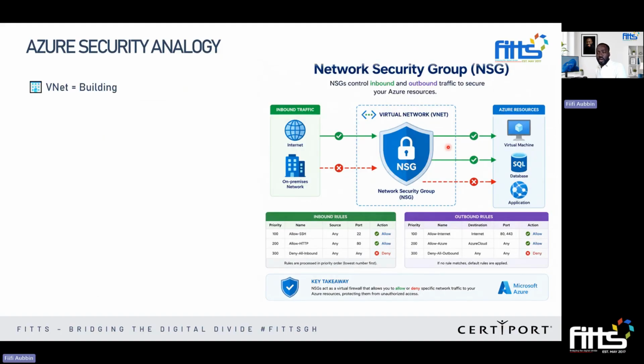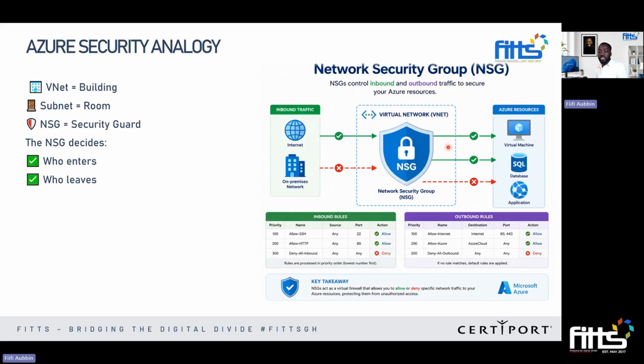Then there's the analogy of our VNet being a building. We've got an entire building, which is our VNet, and the subnets demonstrate the various rooms inside the building. Then you have a security guard. If you don't have a security guard at the entrance, then you are compromised. That is the job of our network security group. The NSG decides who enters, who leaves, and what gets blocked.